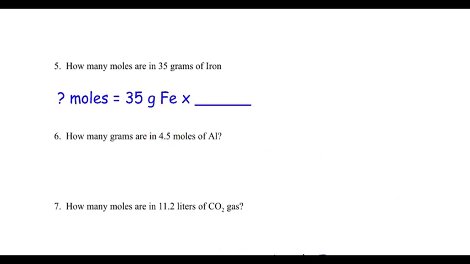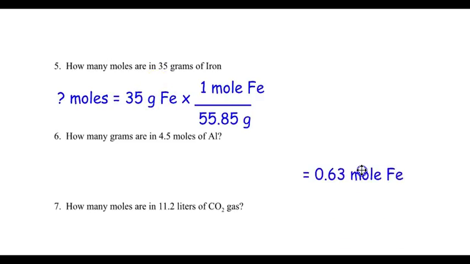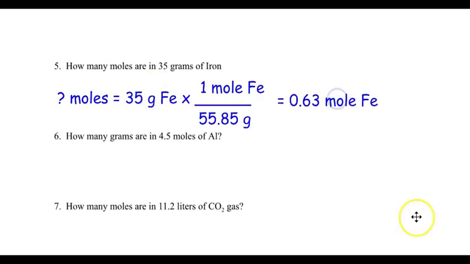So what goes on the bottom? It's grams. So the 55.85 grams of iron goes on the bottom, and that's equivalent to 1 mole of iron. So now what? I'm going to take 35 divided by 55.85, and how many sig figs should I end up with? Well, how many sig figs are here? 2. So hopefully if you divide right and you give me 2 sig figs, there's your answer.